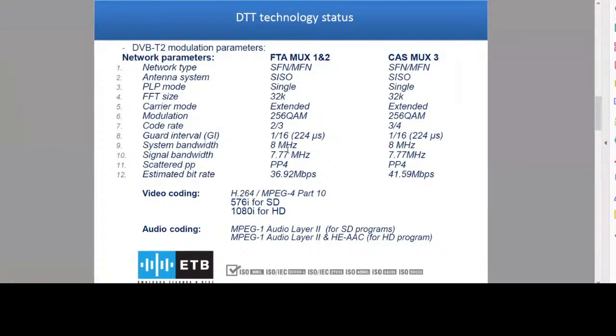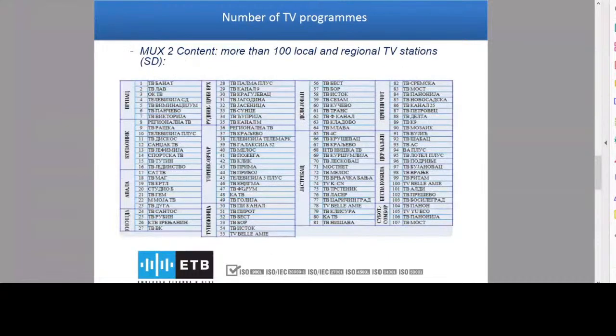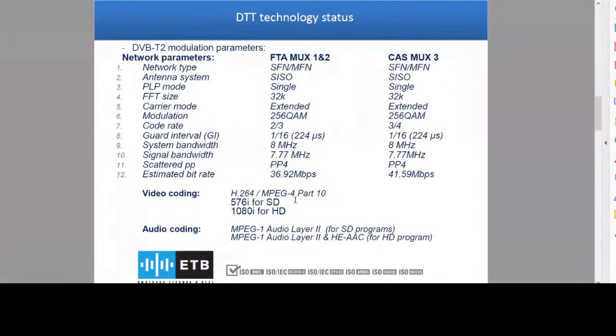And modulation parameters are very common for that kind of distribution and allotments. And also video coding is MPEG-4, audio coding is MPEG-1 layer 2, and we started directly with DVB-T2 modulation and finished the DCO process in Serbia in the middle of 2015.